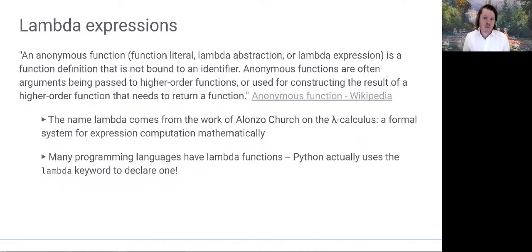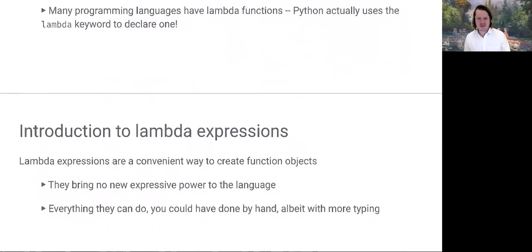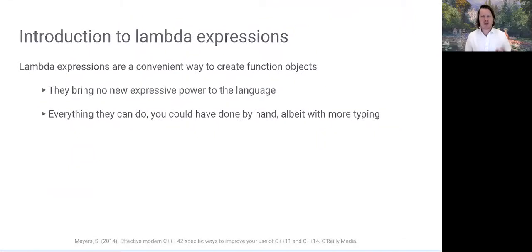The name lambda comes from the work of Alonzo Church on the lambda calculus, a formal system for expressing computation mathematically. Many programming languages have lambda functions, so this isn't restricted to the C++ language. Actually, Python uses the keyword lambda when you're declaring one. We'll see the syntax in C++ might not be as friendly, but once you get the hang of it, it's not so bad. We'll introduce that in the subsequent video, but let's continue talking about lambda expressions more generally.